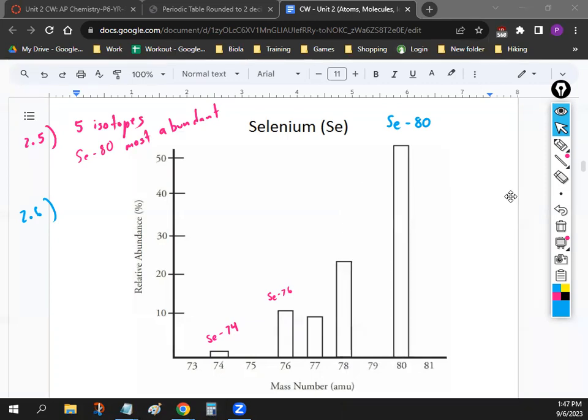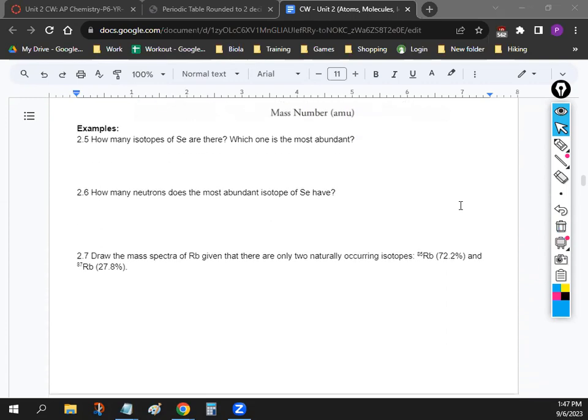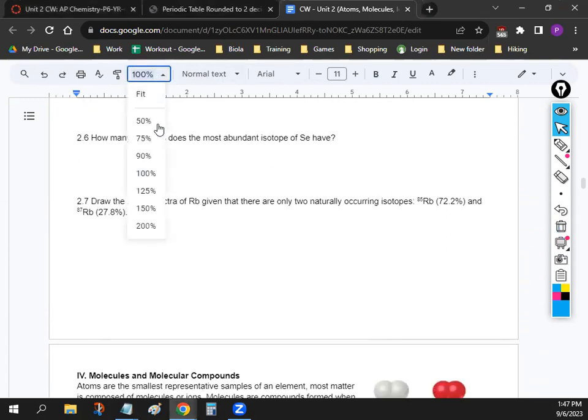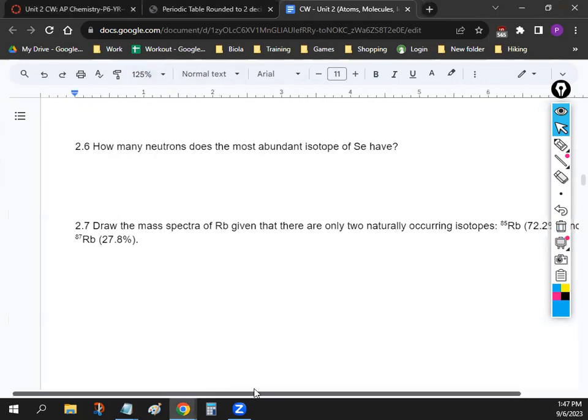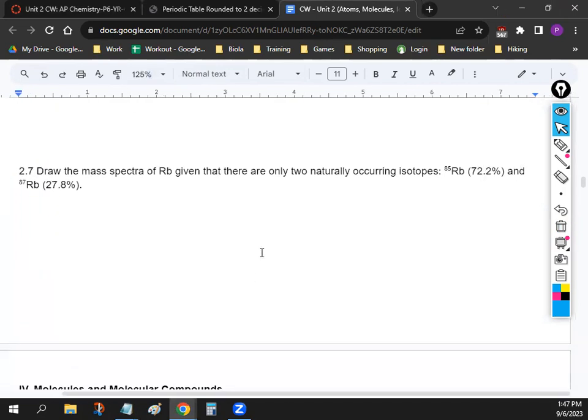I'm going to have you do a problem where you create your own mass spec. Again, it does not have to be pretty. You'll see that mine is very ugly, but it gets the job done. What we're going to do is set up the X and Y axis first. We're going to make a little graph.